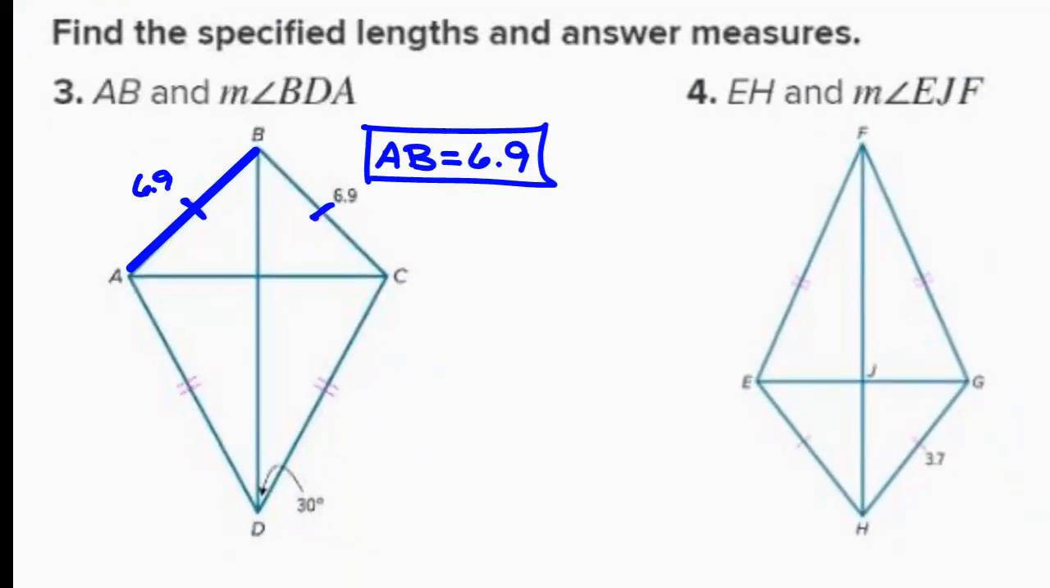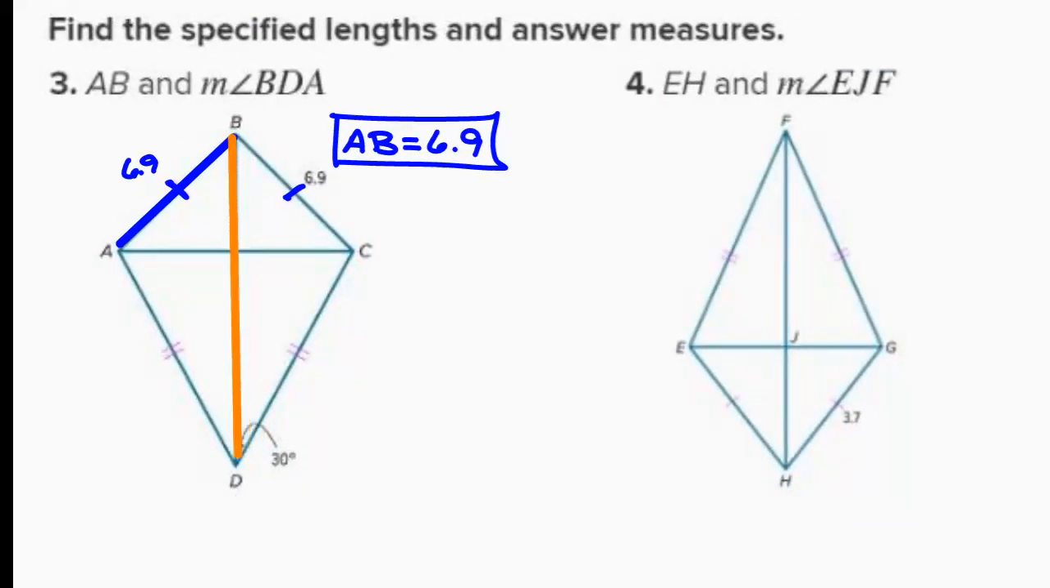Second part of the question, we want to find the measurement of angle BDA. So B down to D and then up to A. This is the angle that we're looking for right down here. How big would that angle be?